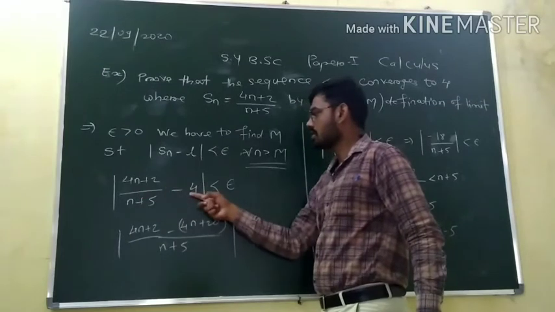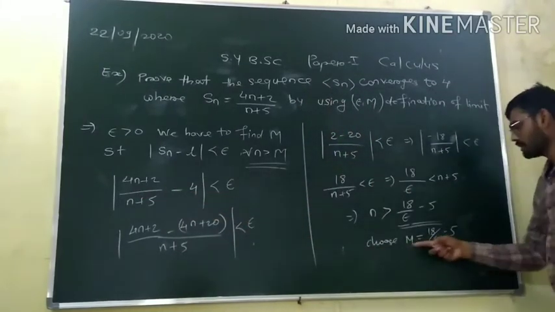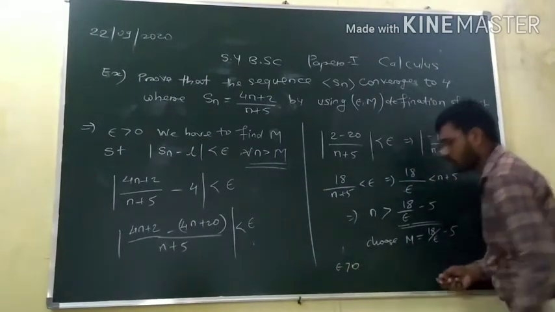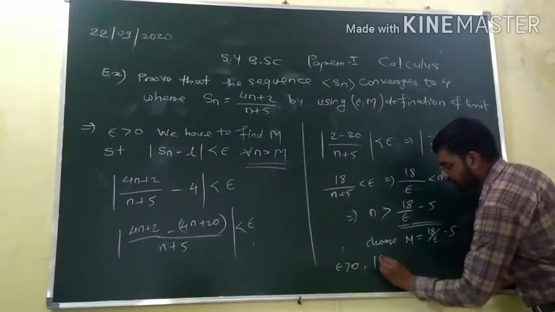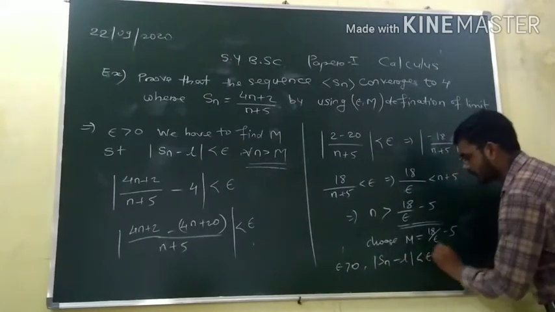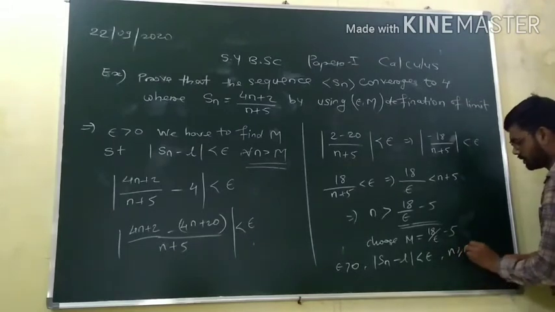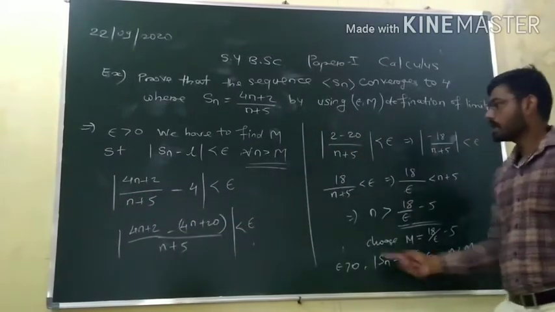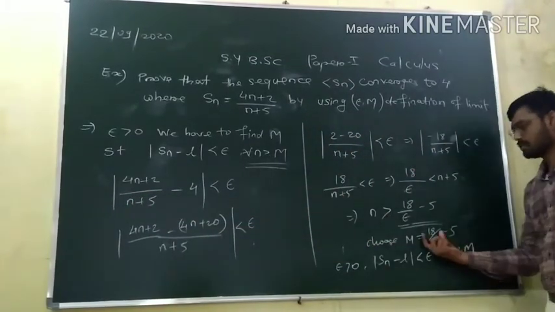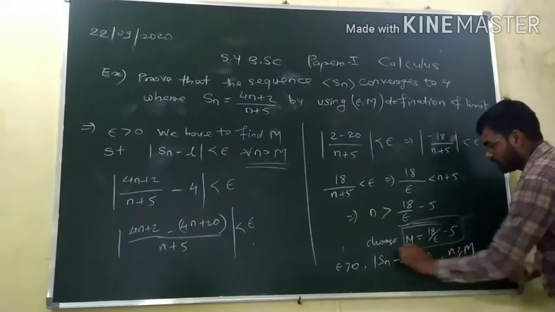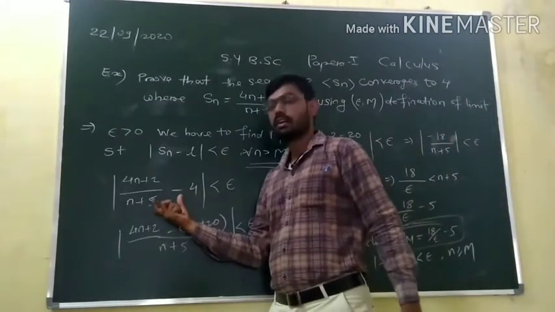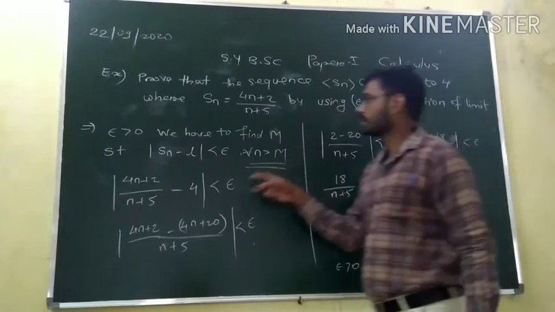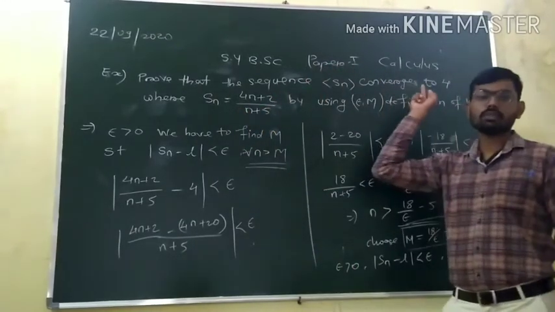So this sequence converges to 4 whenever we take this value. So choose M equal to this. We get that for every epsilon greater than 0, the difference between Sn and the limit is less than epsilon whenever n is greater than or equal to M, where Sn is (4n + 2)/(n + 5), the limit is 4, and the value of M is this. Taking this value, we satisfy the condition: the difference is less than epsilon whenever n is greater than or equal to M. So this implies the sequence converges to 4.